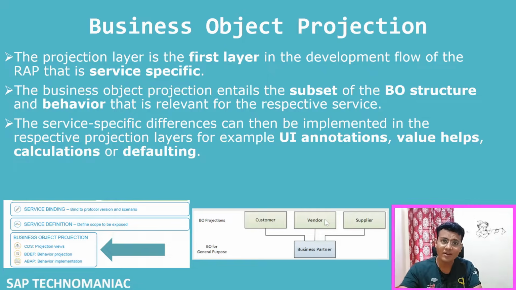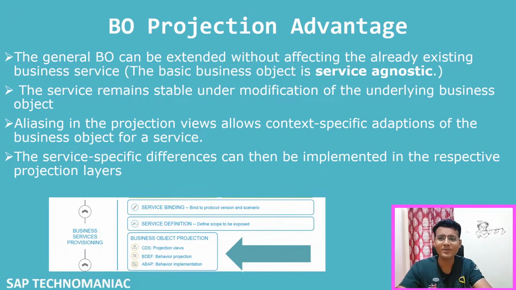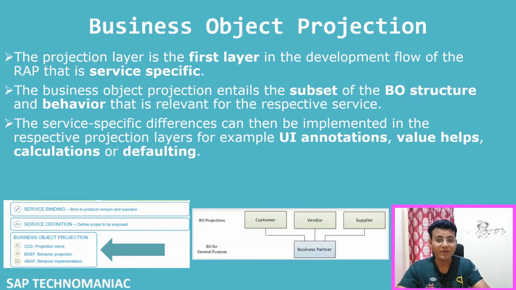So what is the advantage of doing this? Obviously there will be an advantage. Whatever changes we make in the business partner, it will not impact the customer, vendor and supplier. If in future I want to add one more thing, XYZ, apart from customer, vendor and supplier, which has the business partner common functionalities, I can add that additional 10 fields in the business partner. Apart from the functionalities already there, I can create one more branch over here.